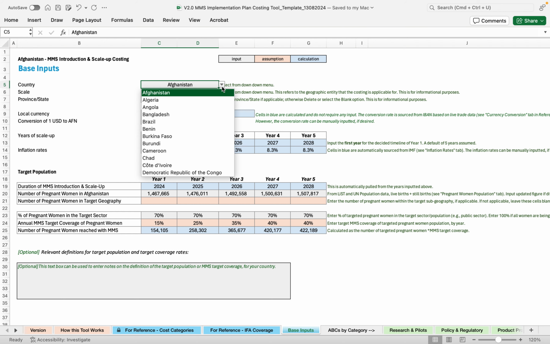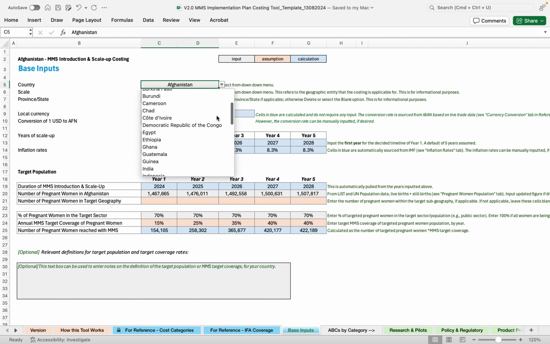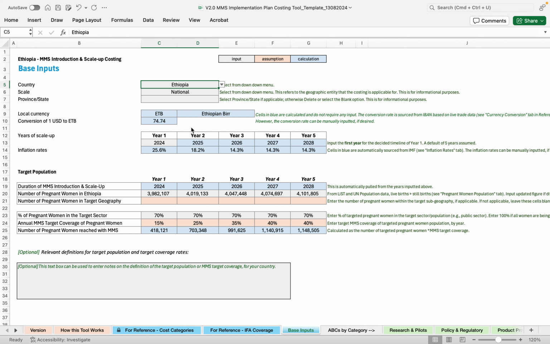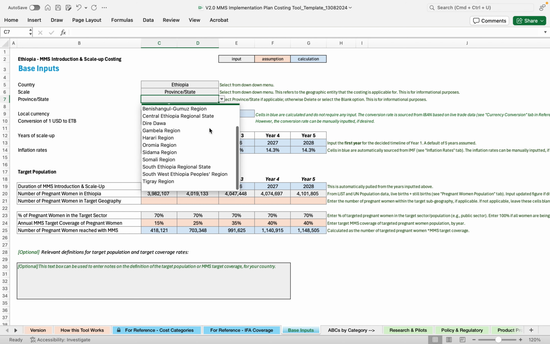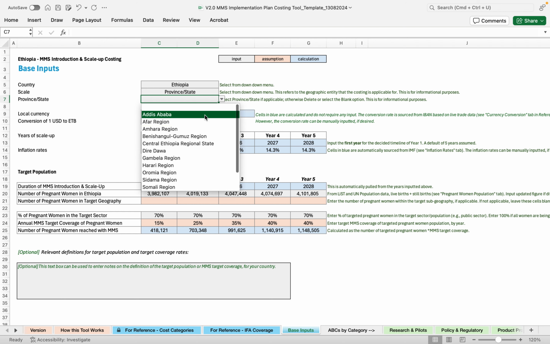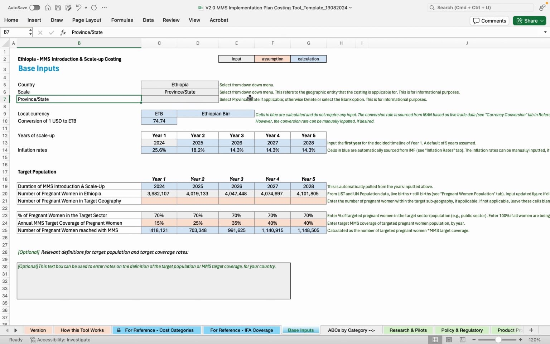So to start off with, you select your country. For example, we'll pick Ethiopia, and then the scale of that geography that's included within the costing and the implementation plan being inserted. So we'll leave it at national for now, but you can enter a province or state and then enter what that province or state would be for that country. It can also be left blank. For now, we'll consider national.